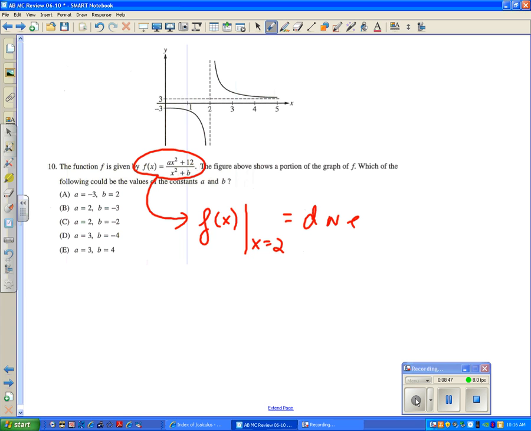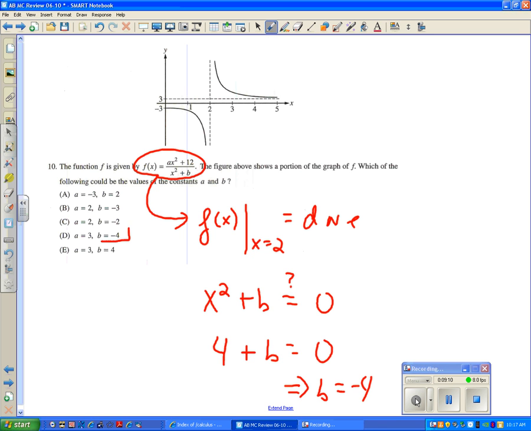So if we focus on the denominator, x squared plus b, when will it equal 0? Well, if we put 2 in, we get 4 plus b equals 0. It must mean that b, it suggests that b is equal to a negative 4. And as I look to the list, I only find D where b is negative 4.